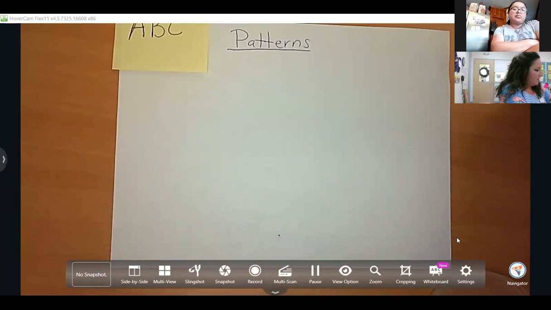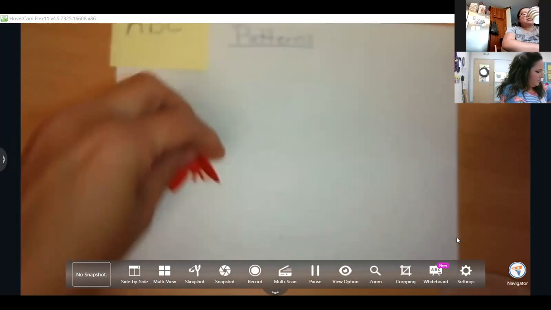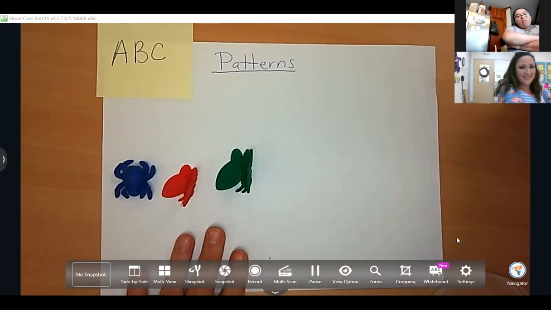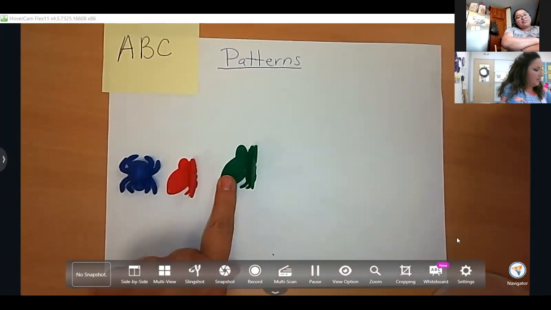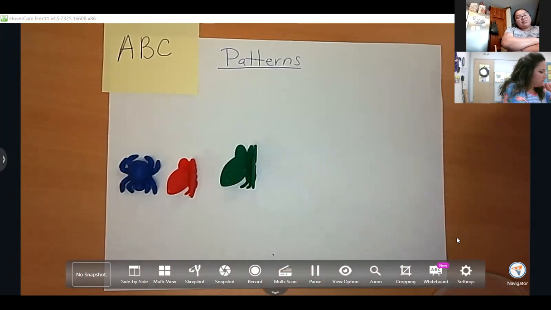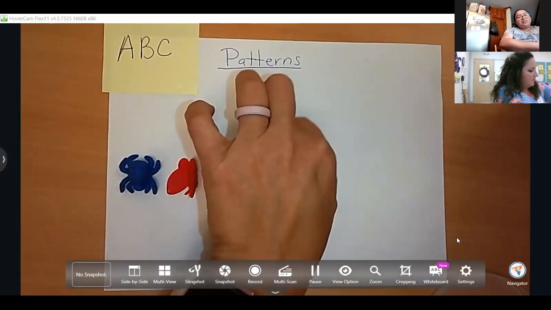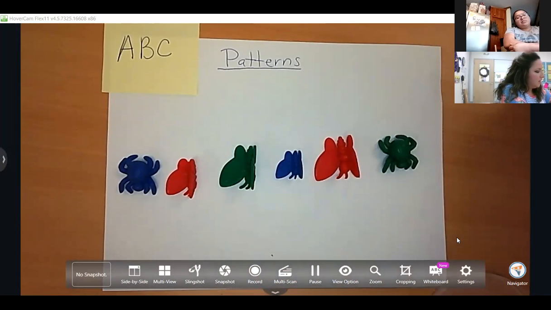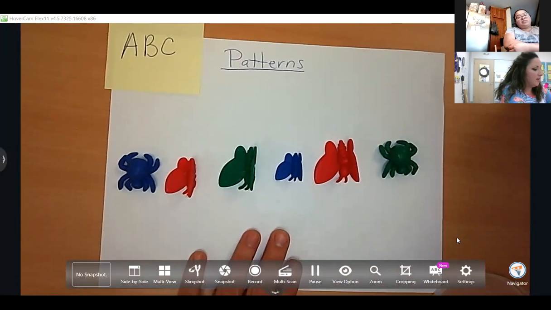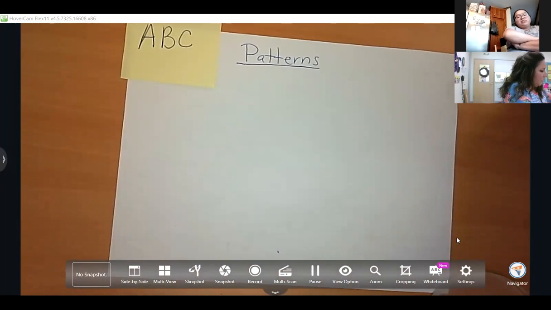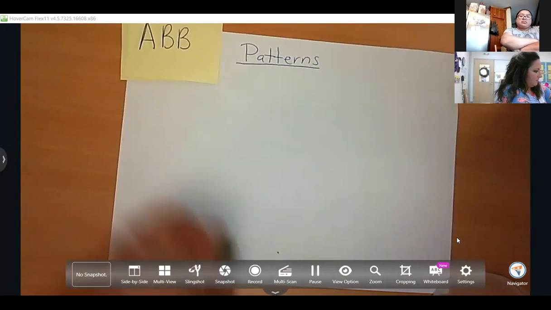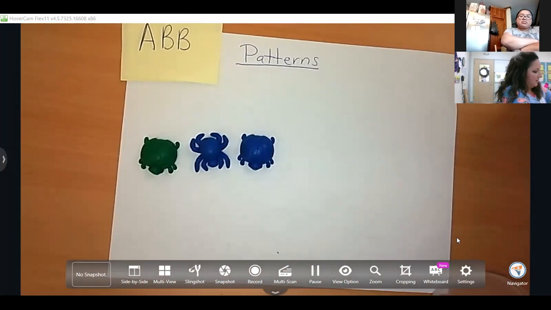Then we have an ABC pattern. So A represents the blue element, B is the red element, and C is the green element. And you just want to make sure that they are repeating this pattern. They may have chosen to represent this by the type of insect. I did this one by color again. It is totally up to you and them how they represent the pattern. We also have the ABB pattern. This is repeating again.